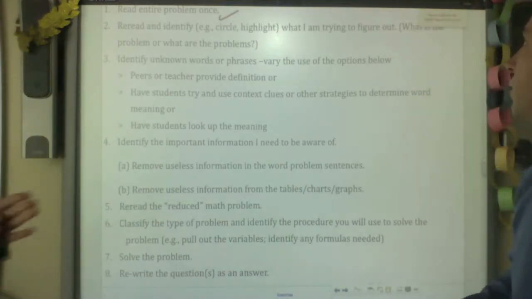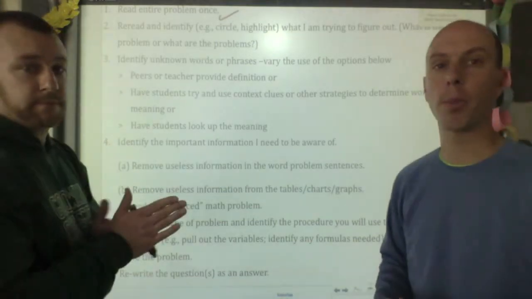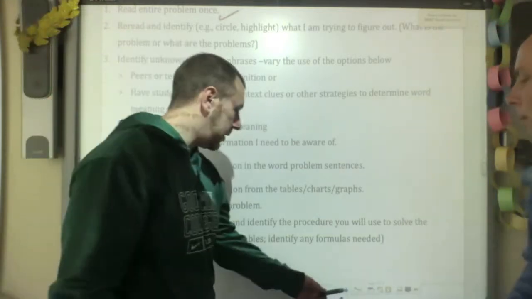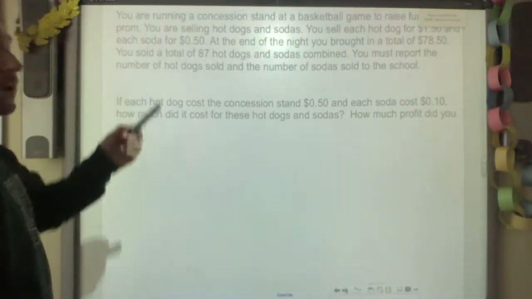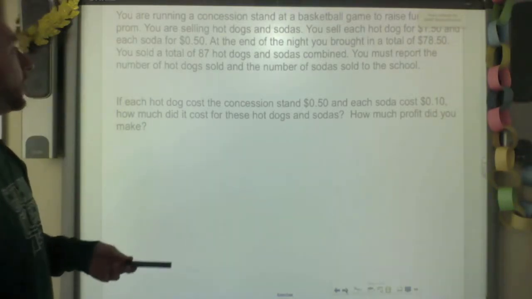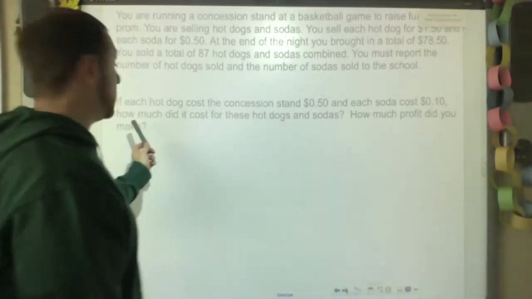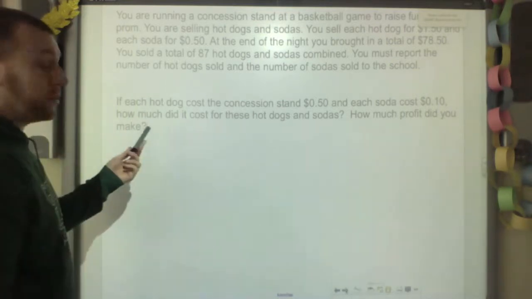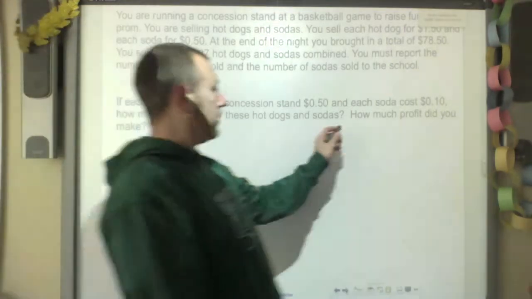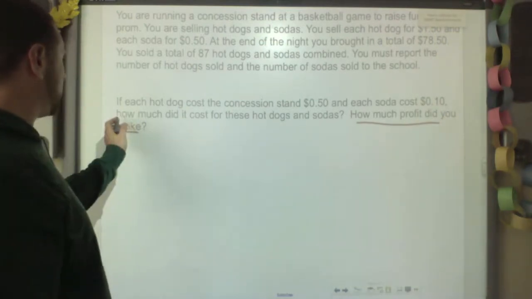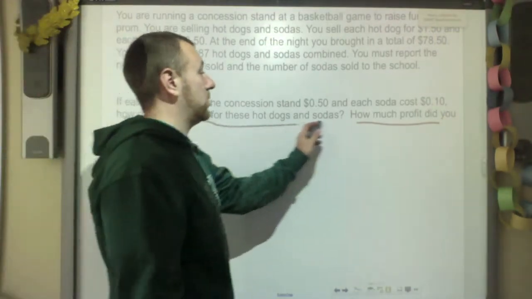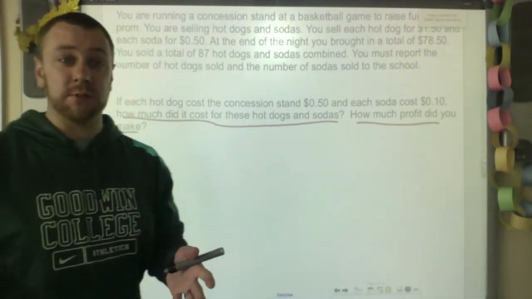Second step, reread and identify what I am trying to figure out. What is the problem or what are the problems? So what are we looking for? Well, if you read it, we need to know how much profit you made, right? Because that has a question mark. How much profit did you make? How much did it cost for the hot dogs and the sodas? Because those have the question marks.